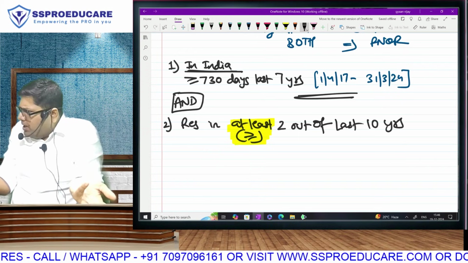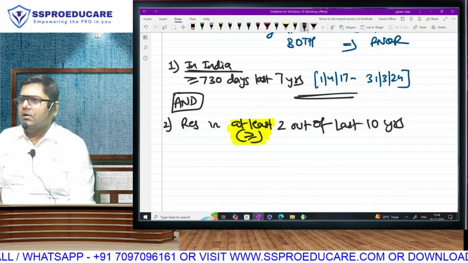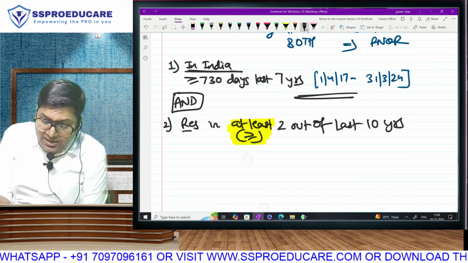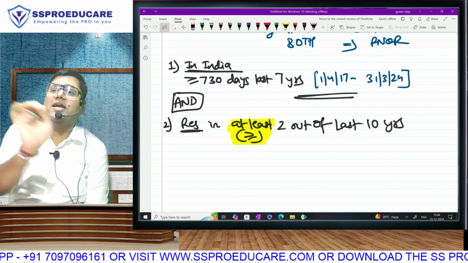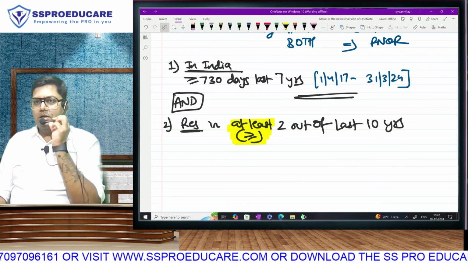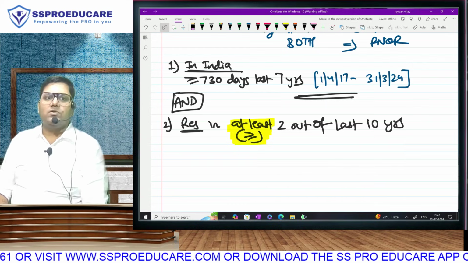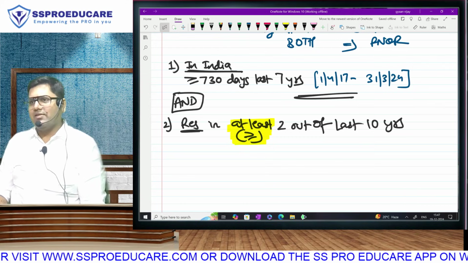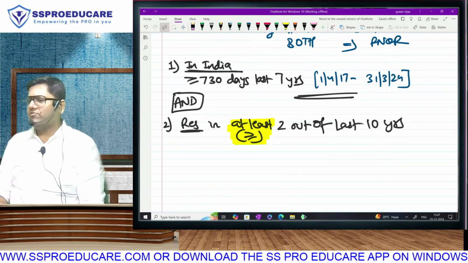More than 2, no problem. But out of the last 10 years, you have to be resident in a minimum of 2. We don't have to check ordinary residence here. If you are resident in 2 out of the last 10 years, then we will consider you as ROR. So: 730 days in 7 years, and resident in 2 out of 10 years.